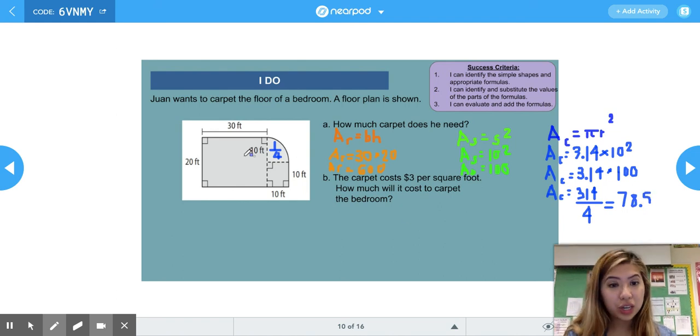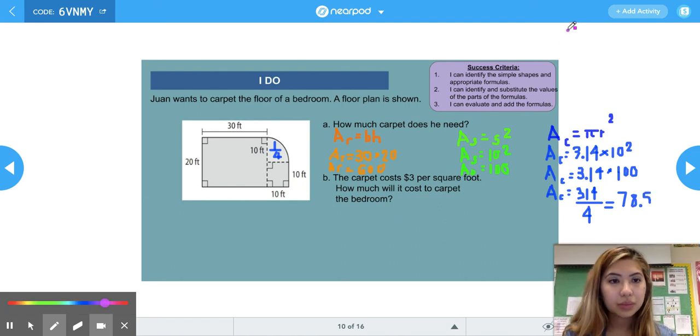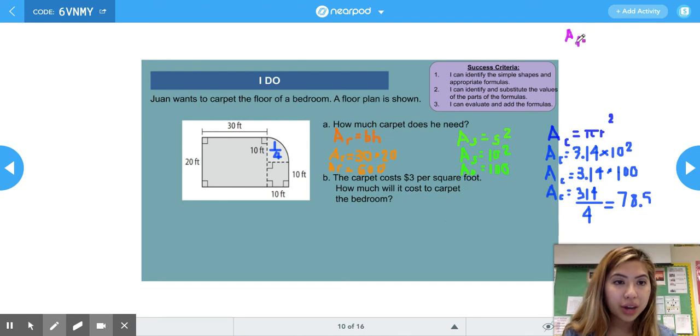Now to find the area of the figure, I have to add together the areas of the rectangle, square, and quarter circle. So I'm adding together 600 plus 100 plus 78.5. That gives me 778.5. Since our unit of measurement is feet, and we're finding the area, it's feet squared.